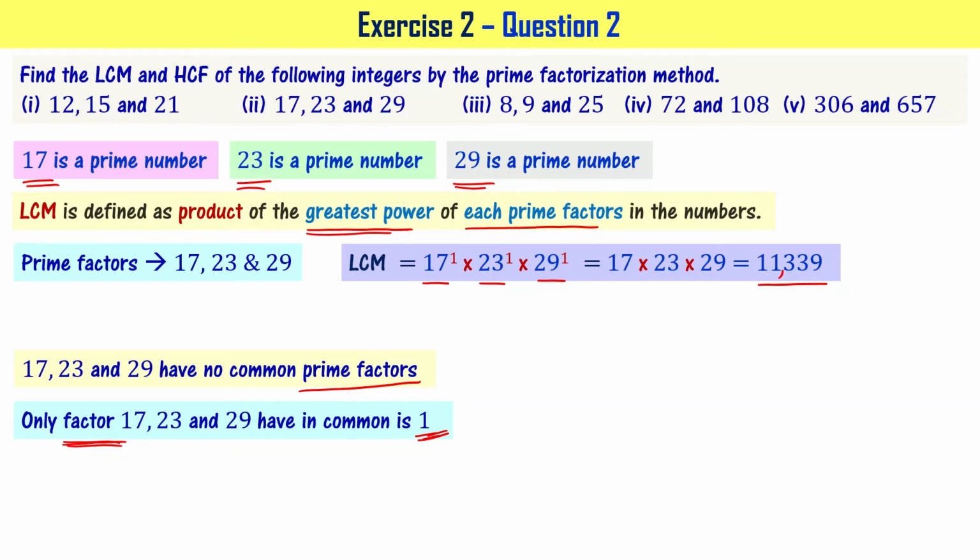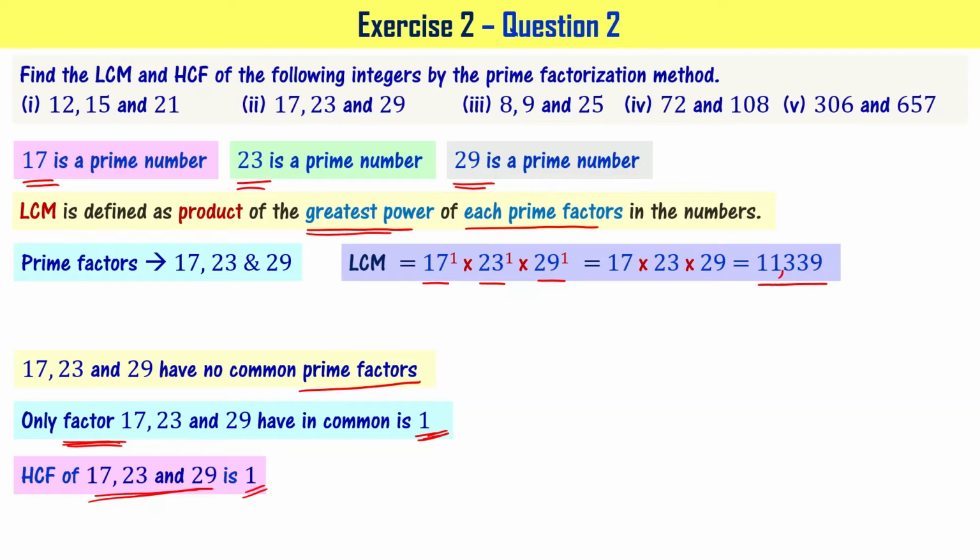Number 1 is not a prime factor. Please note this. So the HCF of 17, 23, and 29 is 1. Got it? When the HCF of given numbers is only 1, then you say that those numbers are co-prime numbers. Please note this. These numbers are called co-prime numbers.